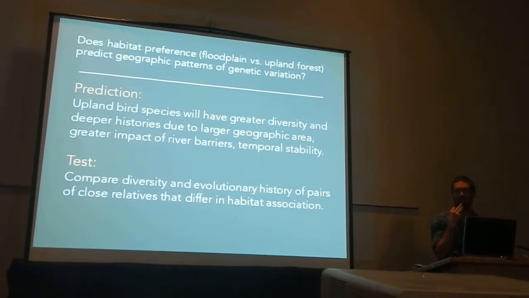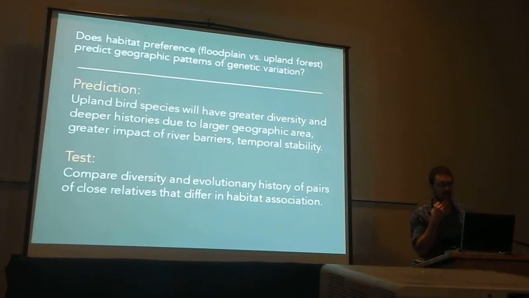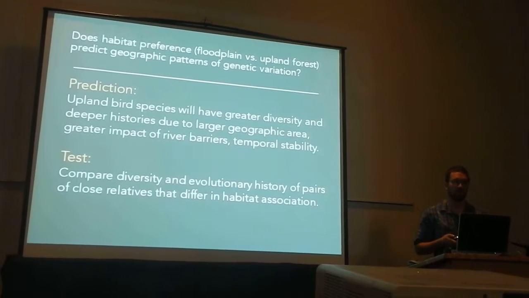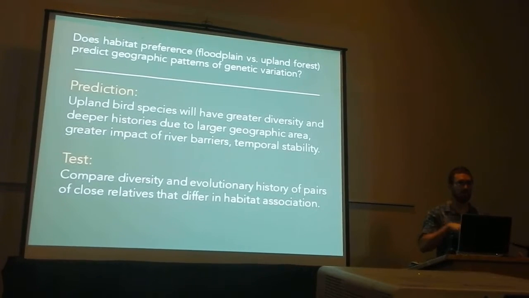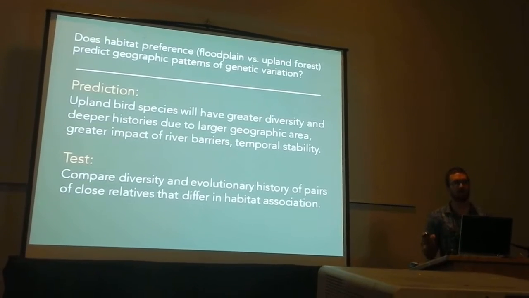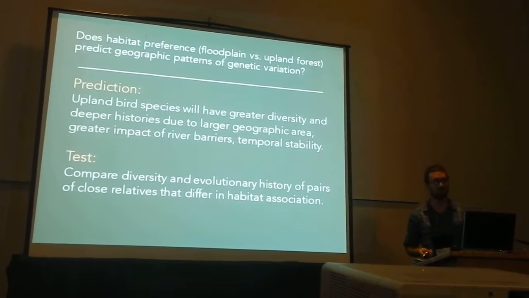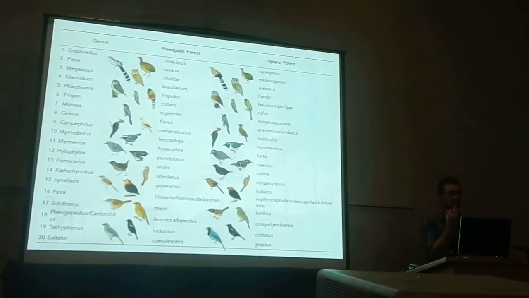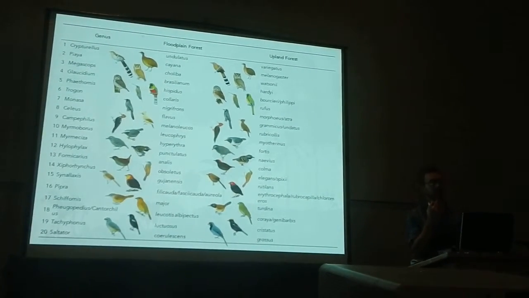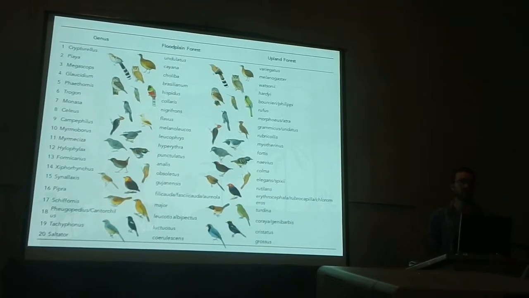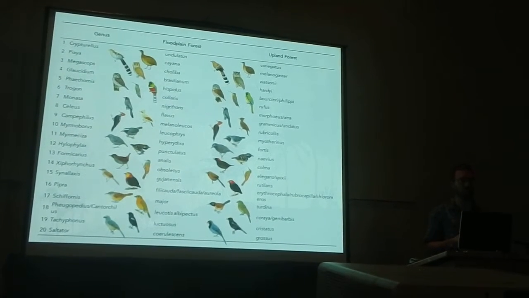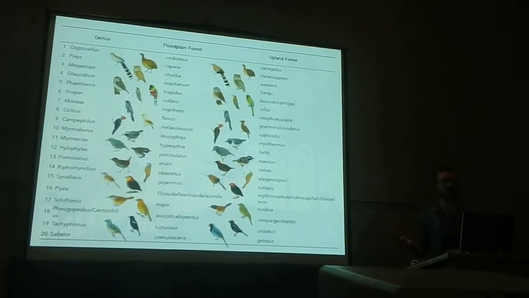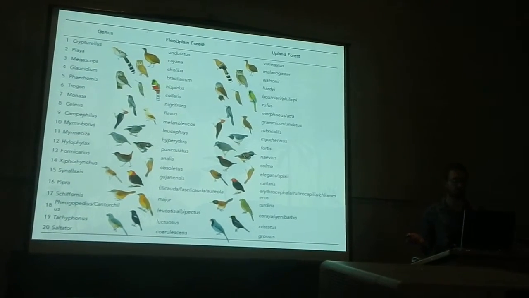And to test this prediction, we can compare the genetic diversity and evolutionary history of pairs of close relatives in which one occurs in the floodplain forest and the other occurs in the upland forest. So I used this paired study design and selected 20 genera in which we have a species or superspecies that's distributed in the floodplain forest throughout the Amazon and another that's in the upland forest.